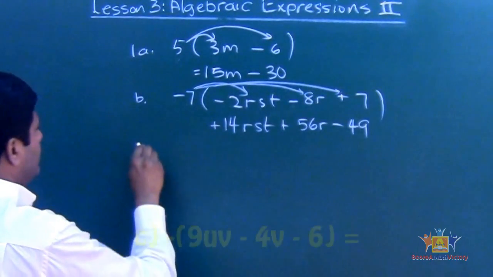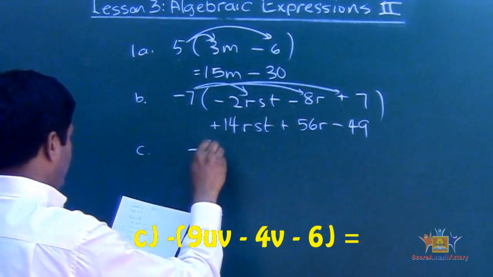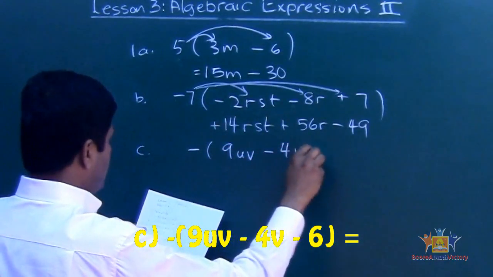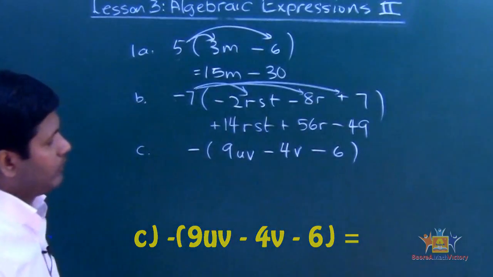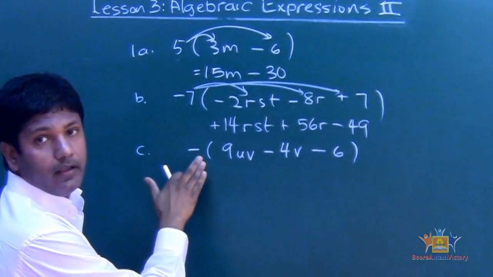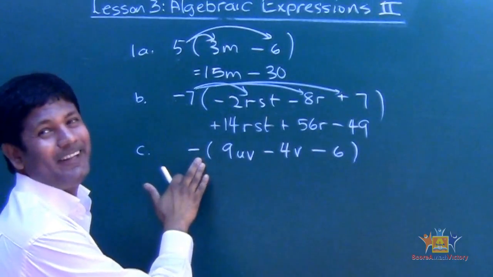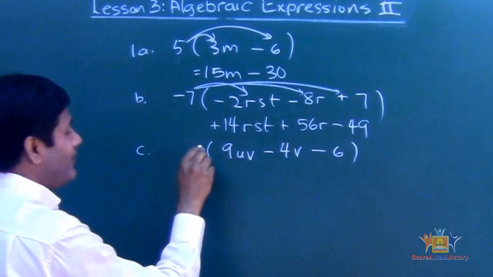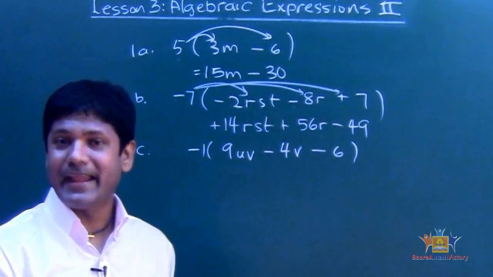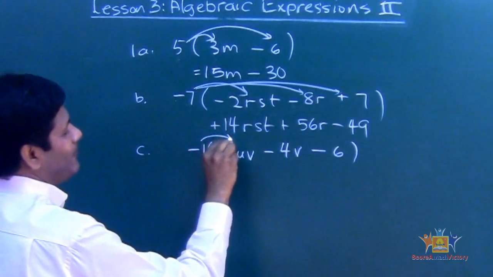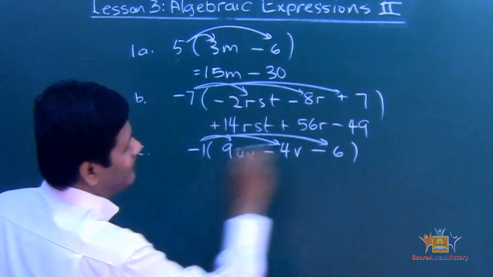Let's do C. Now, C, you're given negative 9UV minus 4V minus 6. Well, there is no number to distribute with. But there is actually. What is it? 1. Good job. Yes, there is a 1. We don't have to put it. We can just put a negative in front of it, but there's a negative 1. So we're going to distribute negative 1. We're going to use the shooting arrow method right there.